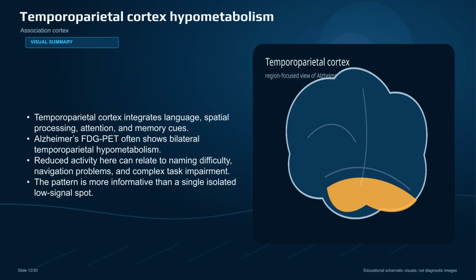Temporoparietal cortex hypometabolism is often bilateral in Alzheimer's FDG-PET. This area integrates language, spatial processing, and memory cues, so reduced activity relates to naming, navigation, and complex task impairment.